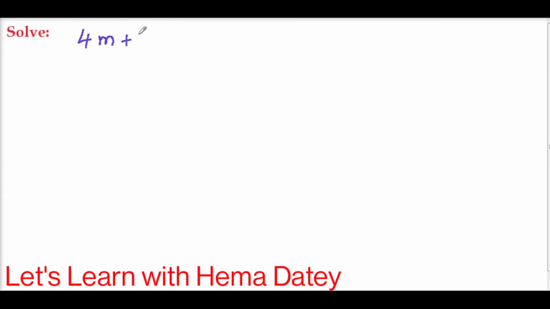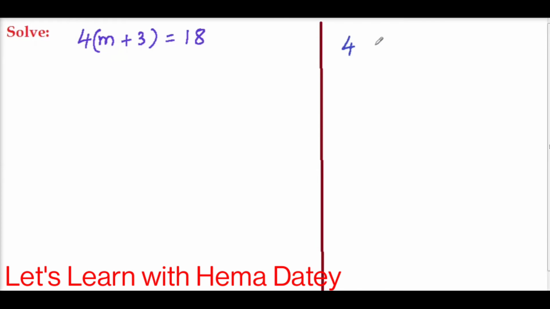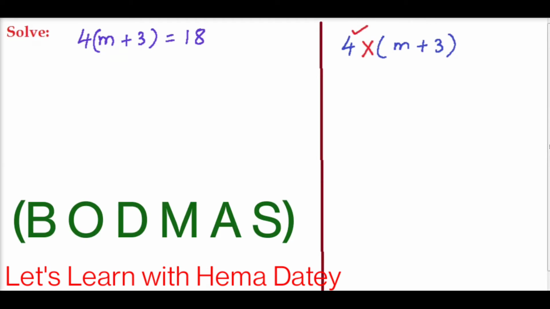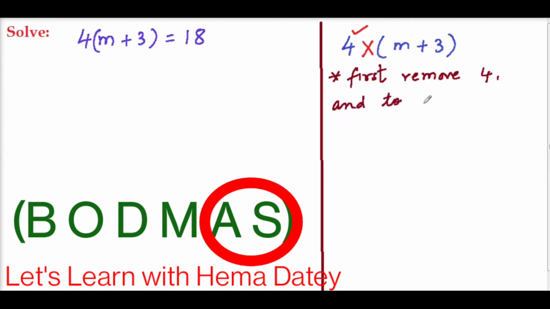Let's do the first question. 4 bracket m plus 3 equals 18. 4 bracket m plus 3 means 4 times m plus 3. You can see many operations in this question. There is multiplication, bracket and addition. So we will follow the reverse order of BODMAS to remove the operations.